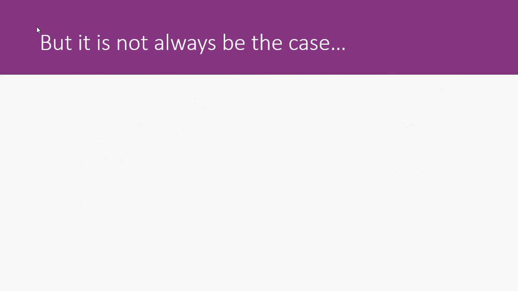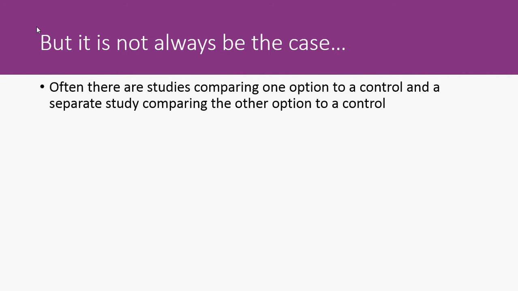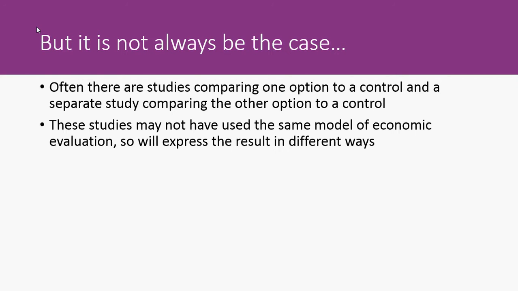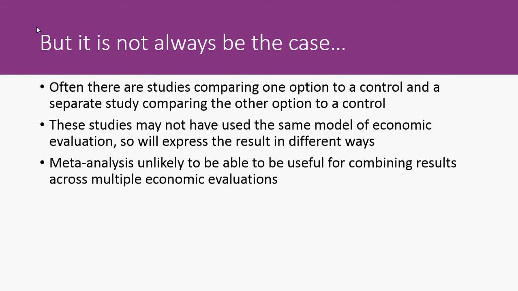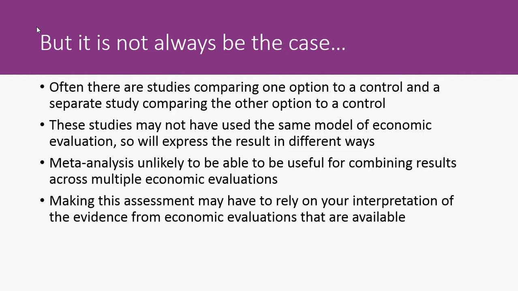But this may not always be the case. Often there are studies comparing one option to a control and a separate study comparing the other option to a control. These studies may not have used the same model of economic evaluation, so will express the result in different ways. Meta-analysis is therefore unlikely to be useful for combining the results across multiple economic evaluations. Making this assessment may mean that you have to rely on your interpretation of the evidence from the economic evaluations that are available.